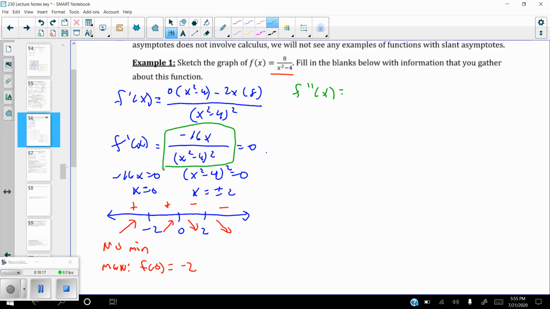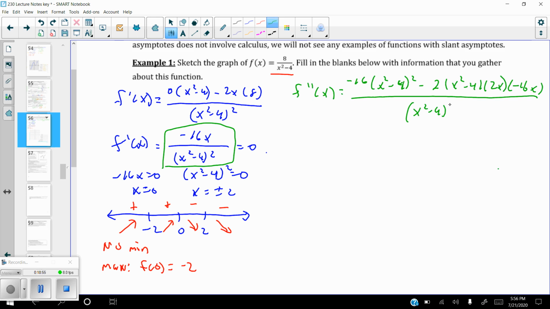The derivative of the top is negative 16 times the bottom, x squared minus 4 squared, minus the derivative of the bottom. Now this is going to be a chain rule. It's 2 times x squared minus 4 to the first power times the derivative of the inside, which is 2x. Then I still have to remember to multiply it by the top, which was negative 16x. Like I said, a little bit more lengthy. All over the denominator, x squared minus 4 squared, squared. But if I square a square, it becomes to the fourth power.